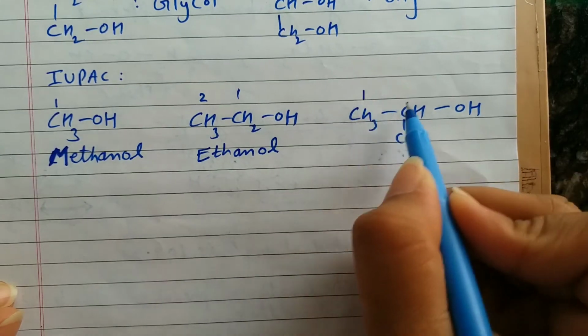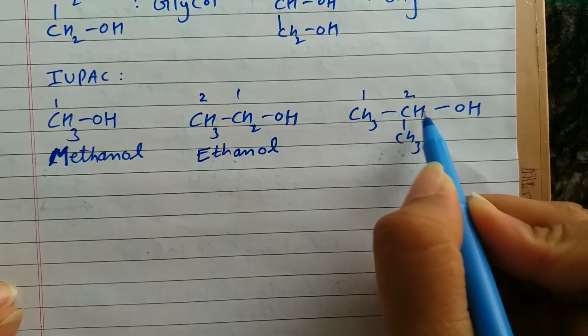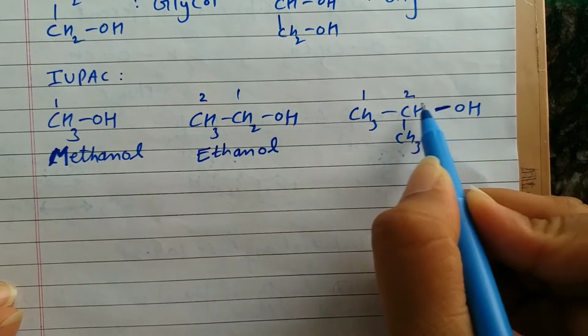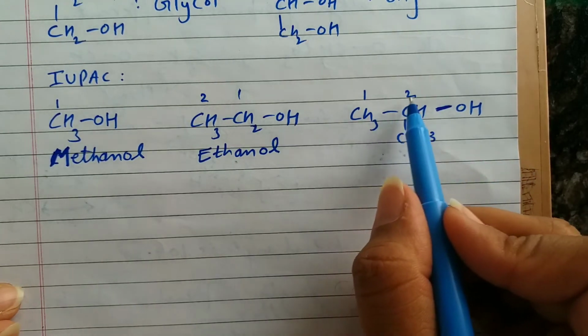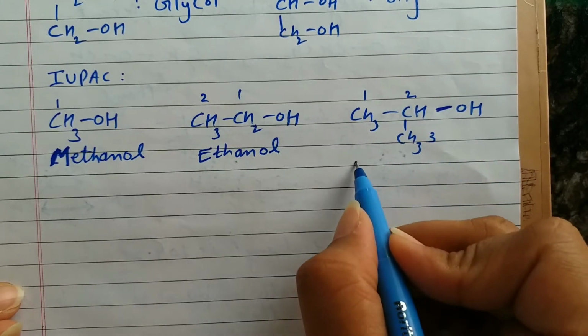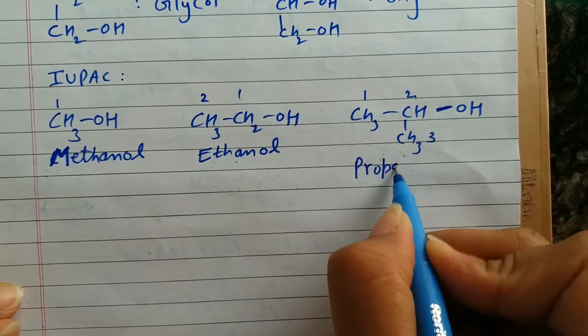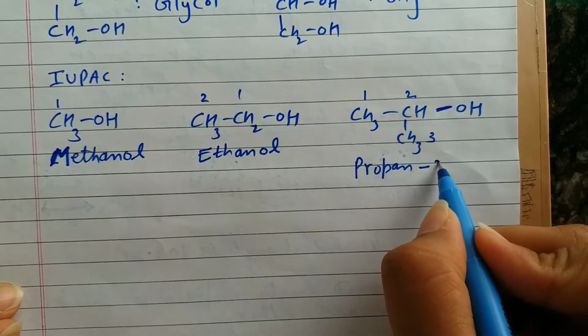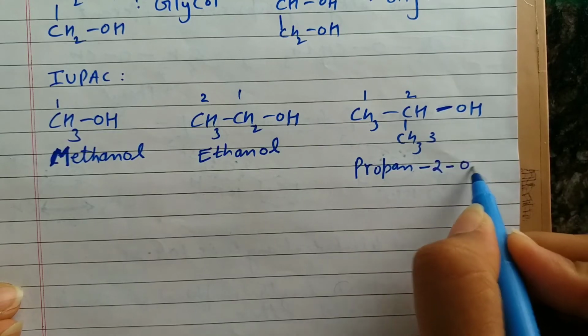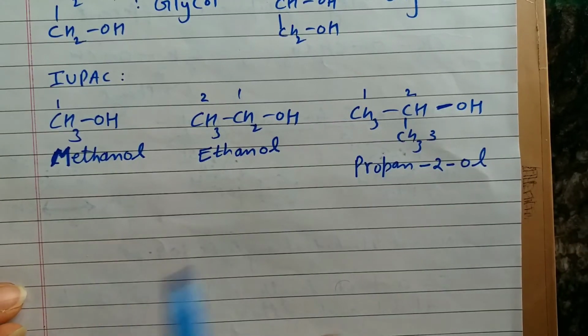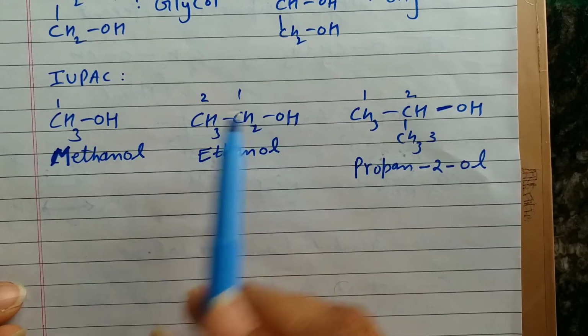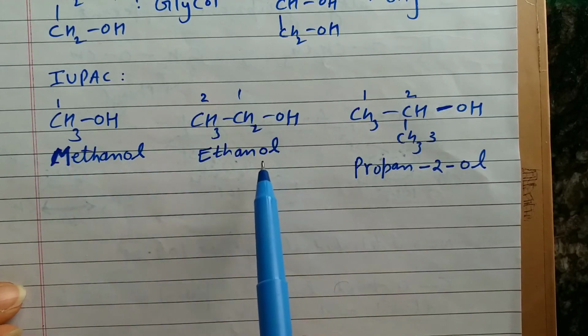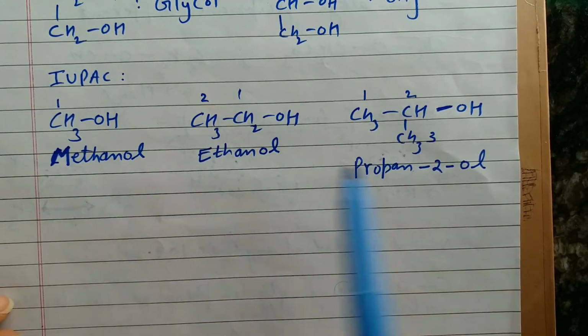Now if you number it this way, 1, 2, 3, the hydroxyl group is on the second carbon atom. Now with 3 carbon atoms, the word root is propane. So you drop the e, and now specify the position of the functional group, which is second. So this is propan-2-ol. When the position of the functional group is 1, like in these cases, then you need not specify. But if it is any other position, then you have to specify. So this compound is propan-2-ol.